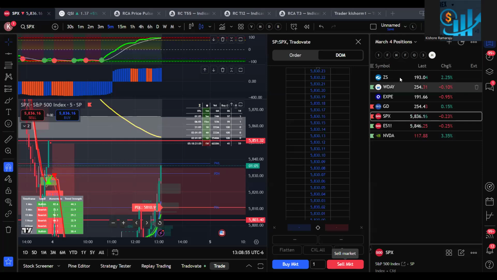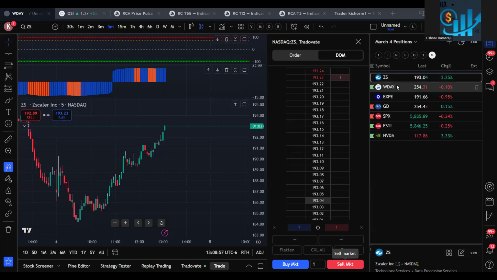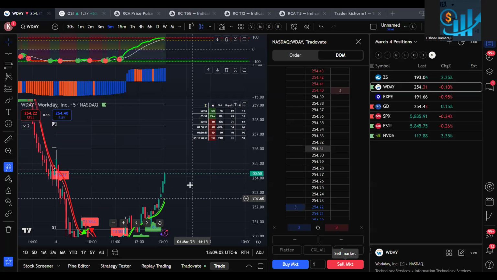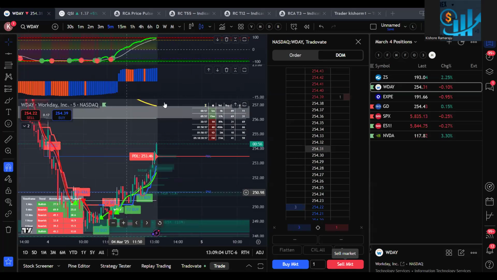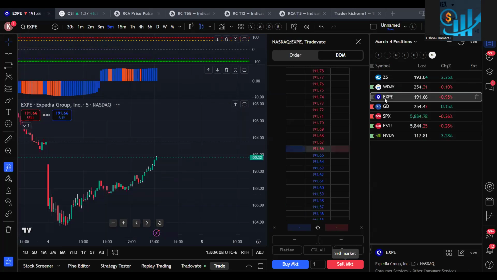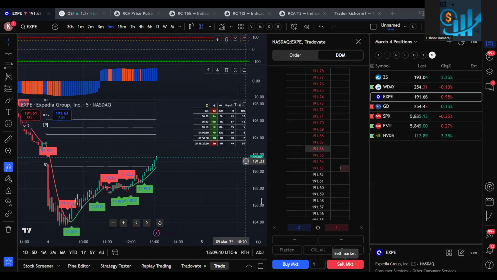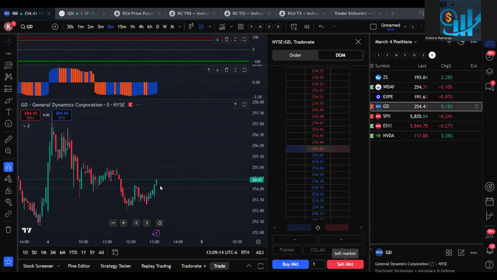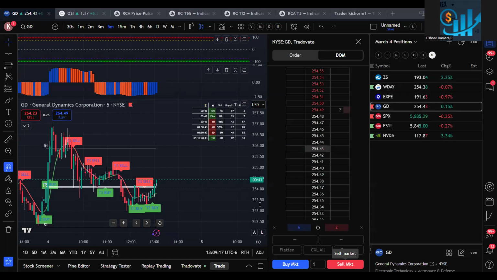So, yeah, if anyone is holding ZS or Workday, they moved much more. XP, GD also will make nice profits in some time.